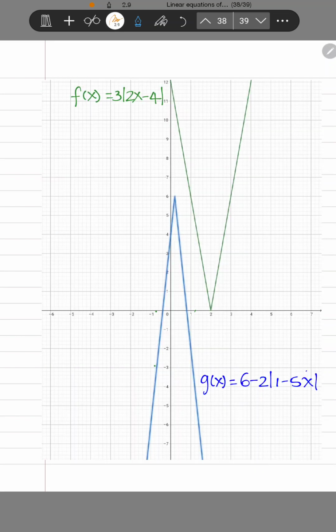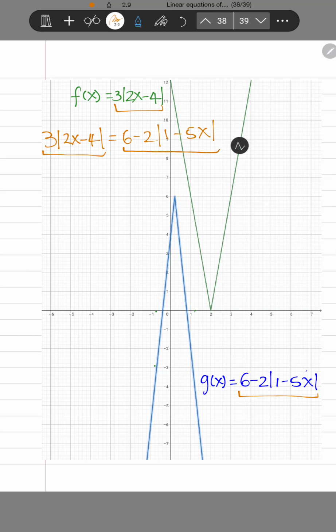Okay, we are here to see the geometrical implication of this question. The question was saying 3 times the absolute value of 2x minus 4 is equal to 6 minus 2 times the absolute value of 1 minus 5x. So the question has 2 parts. One part is 3 times |2x minus 4|. The other part is 6 minus 2 times |1 minus 5x|.